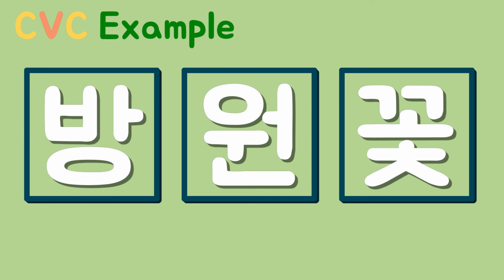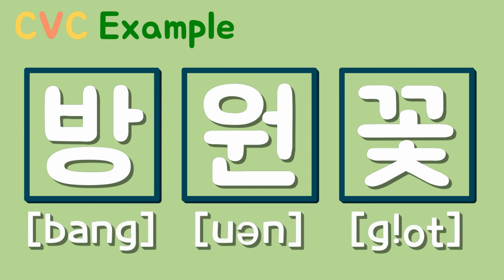Then, could you read these again now? Yes, they are 방, 원, 꽃. You get it now?